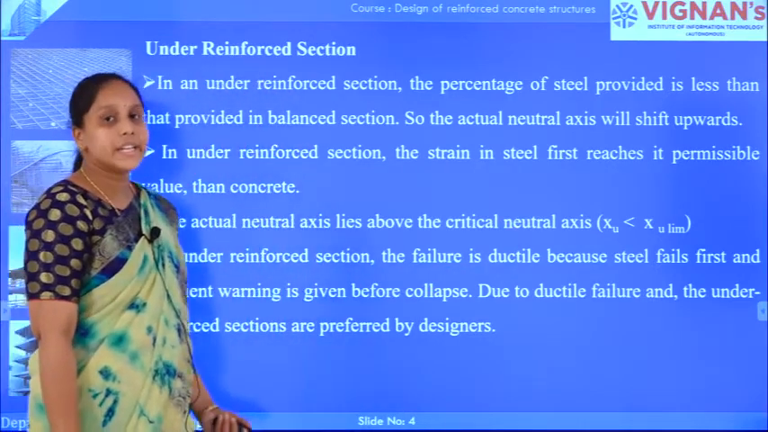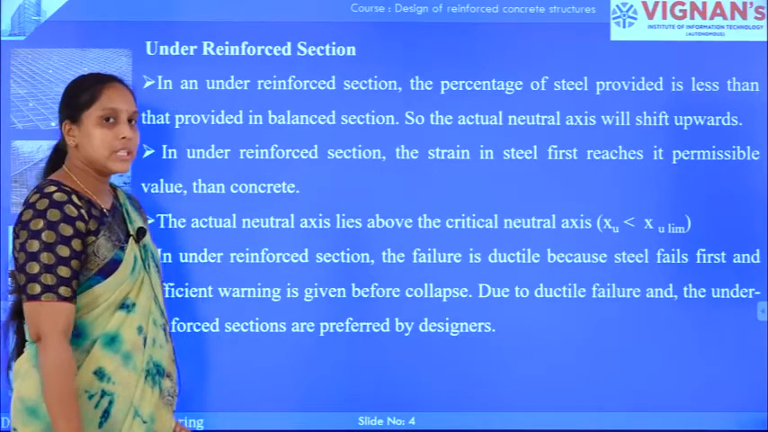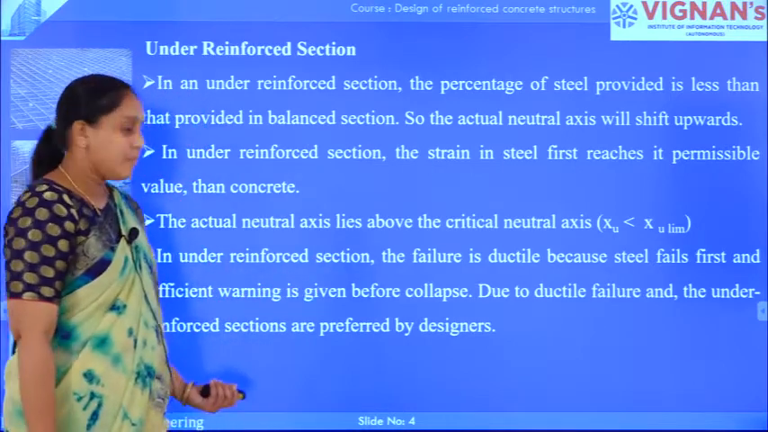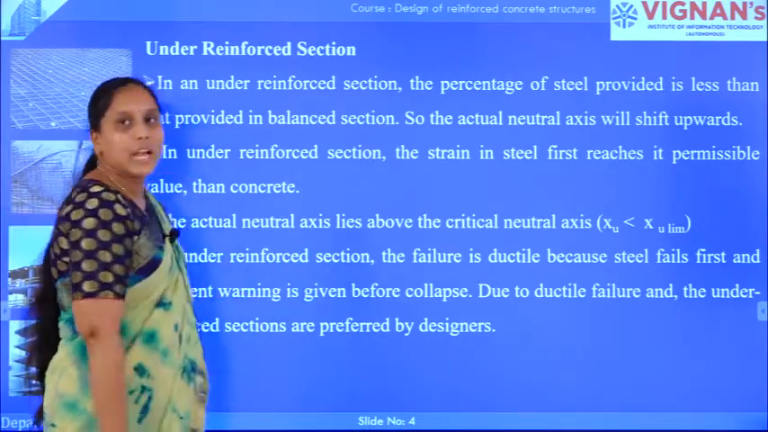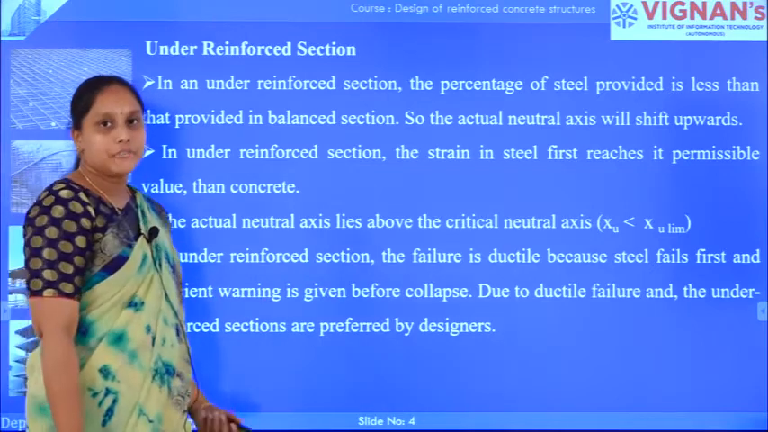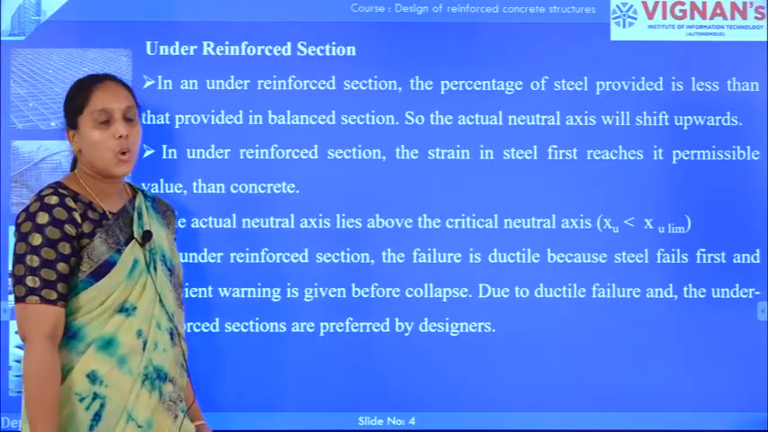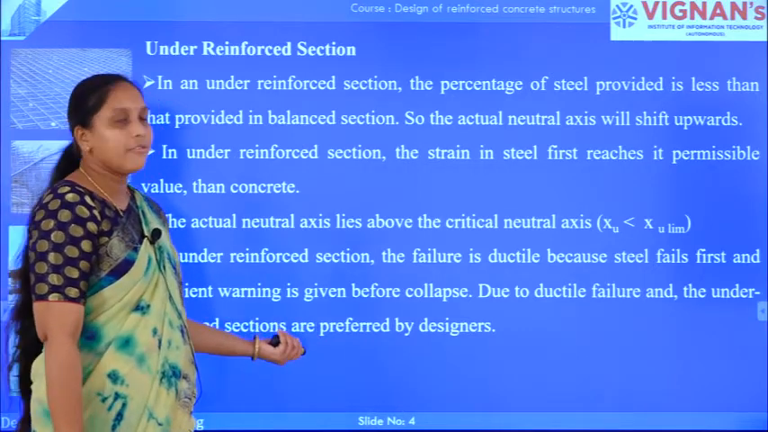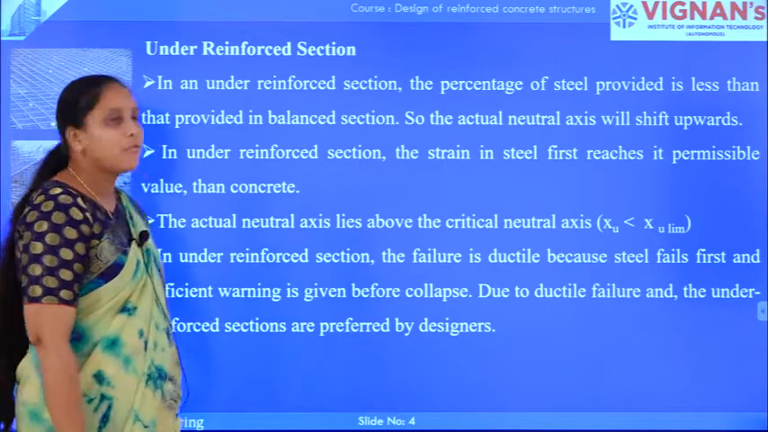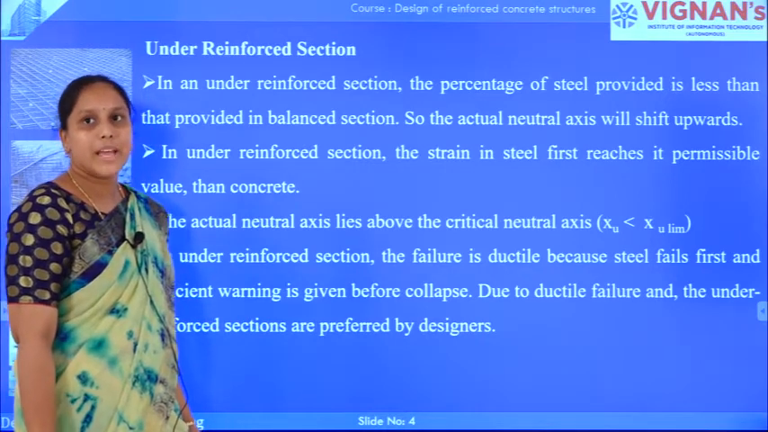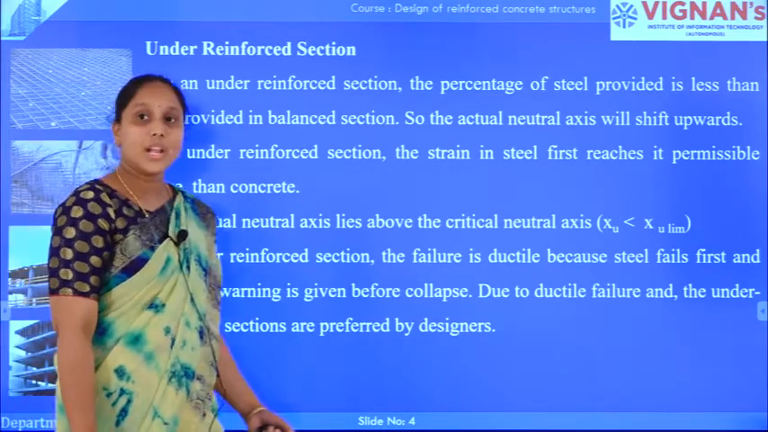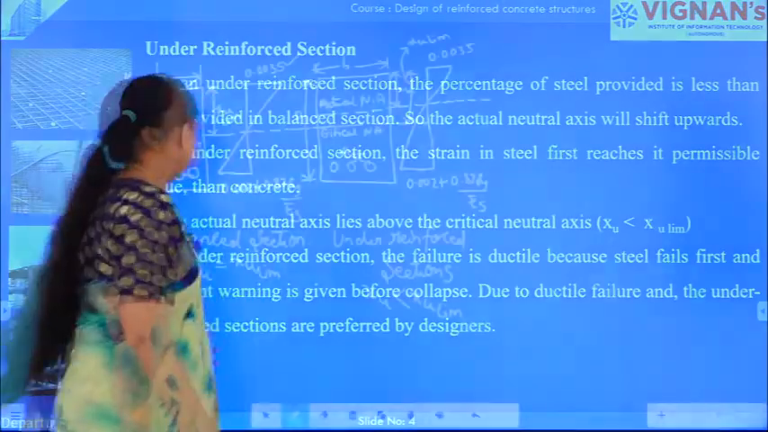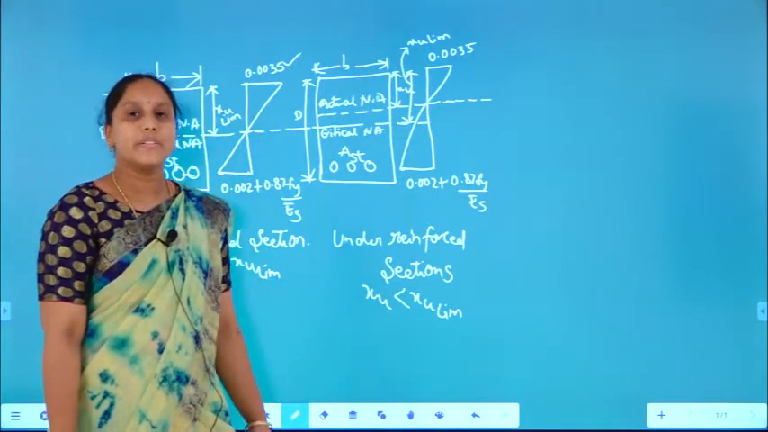So, as steel is yielding first, the mode of failure is ductile failure, and as it is a ductile failure, it is going to give sufficient warning before it collapses. So, due to that ductile failure, under reinforced sections are mostly preferred by the designers. Now, we will see what is an over reinforced section. So, what is an over reinforced section?